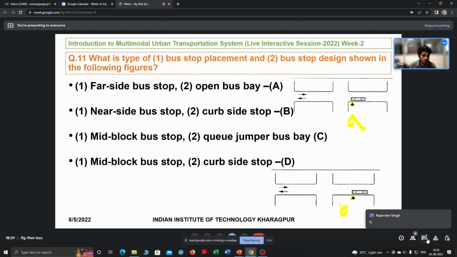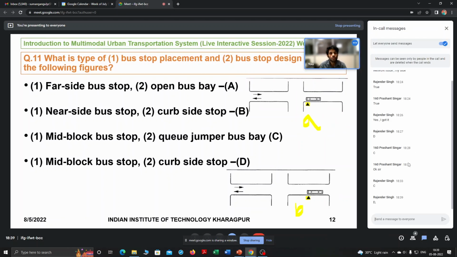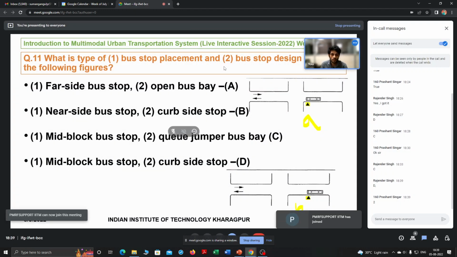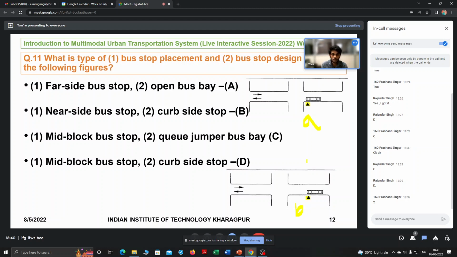Oh, Rajesh is saying D. So tell me D for which one? Figure A, this one or this one? These are actually different answers. Prashant also saying 2 for which one? Like for first figure A or for the second figure B?